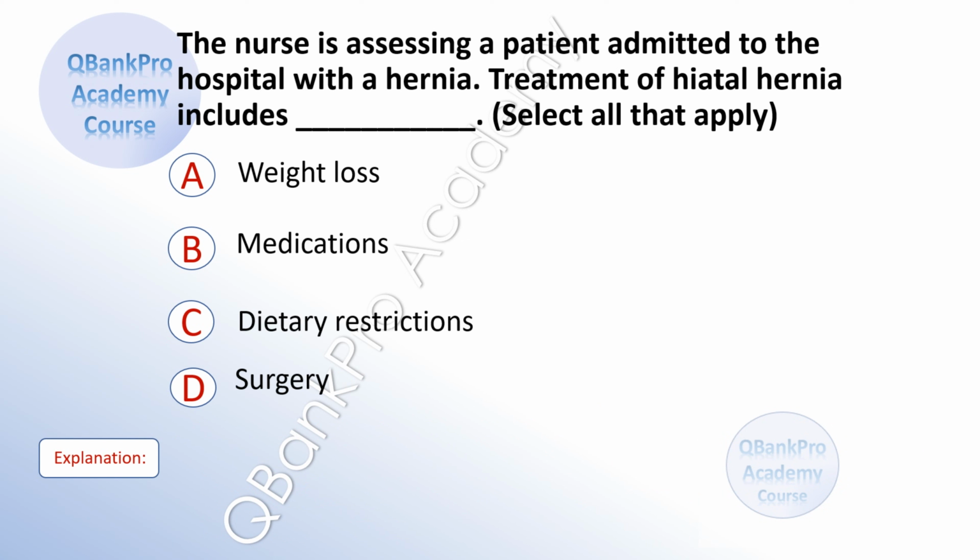The nurse is assessing a patient admitted to the hospital with hernia. Treatment of hiatal hernia includes, select all that apply. A. Weight loss. B. Medications. C. Dietary restrictions. D. Surgery.